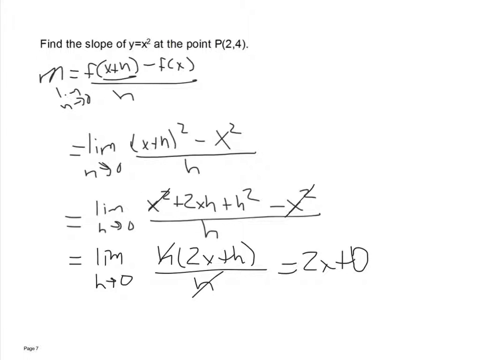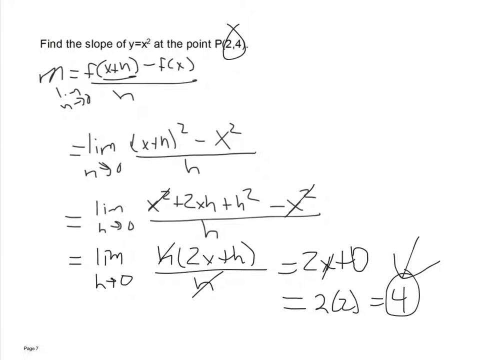But if I put in 0, because you can substitute, I get 2x. And now my x is 2. So let's put it in. 2 times 2, 4. My rate of change at the point (2, 4) is 4.